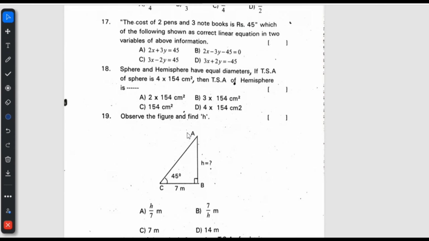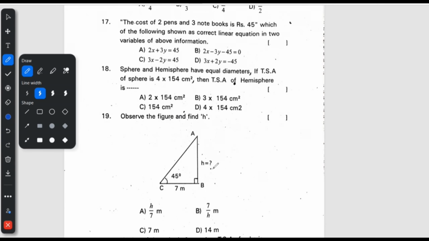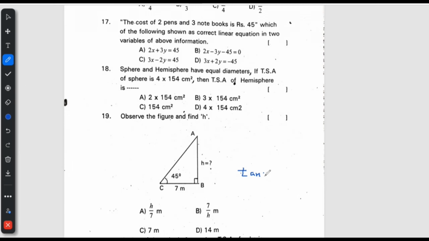Now we can go to the next one. We can see the figure in the diagram, ABC, right angle at B. According to the tan ratio, tan 45 equals opposite side h over 7. That is tan 45 is 1, which is equal to h over 7. Take the cross multiplication, which is nothing but 7 units. So option C we can choose as the correct one.